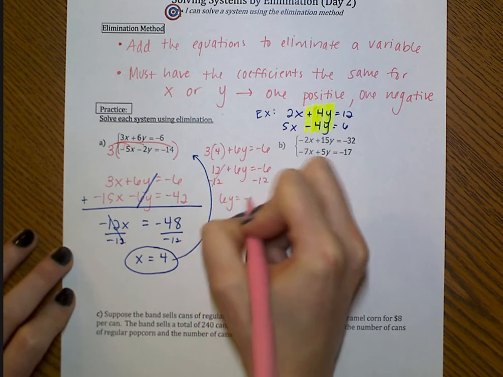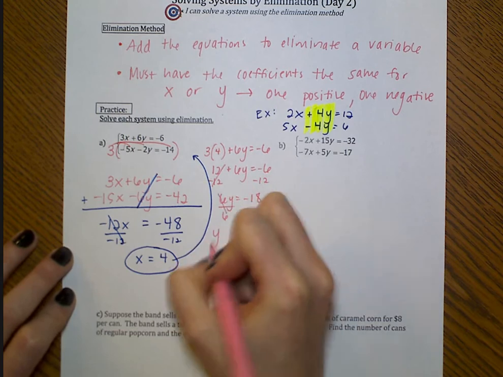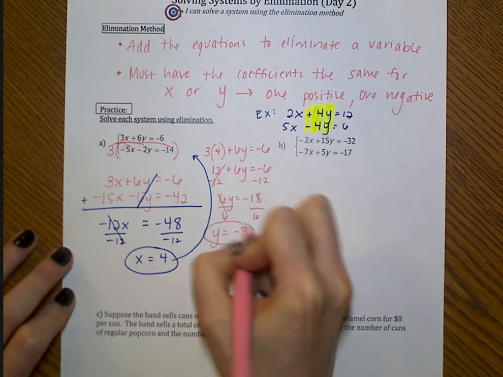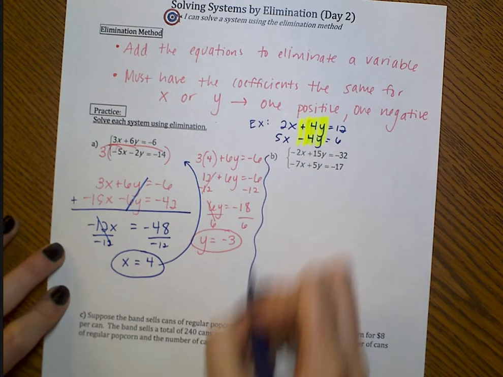6y equals negative 18, and then divide by 6. And y is negative 3. Okay. On my next example here, same thing.